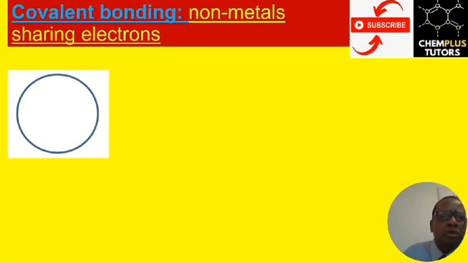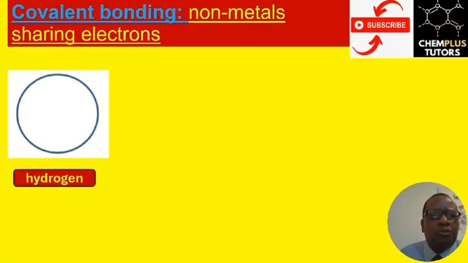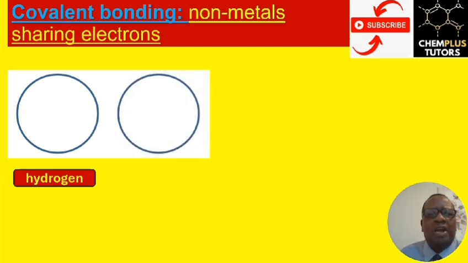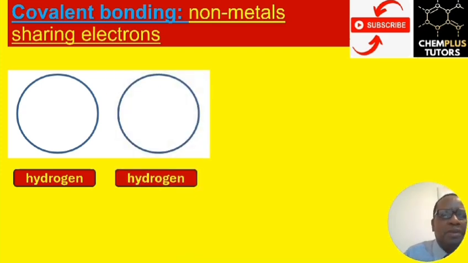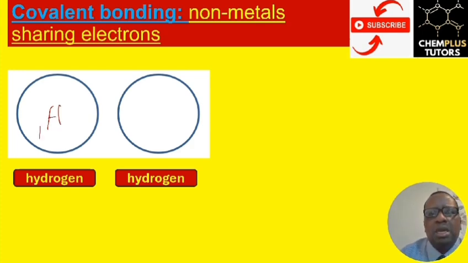Now let's have a look at these atoms here. We've got an atom of hydrogen and an atom of hydrogen. If you look at the periodic table, what is the atomic number for hydrogen? The atomic number for hydrogen is 1. So let's just take that down. Hydrogen is atomic number 1. So what does that mean? It's got 1 electron in the outer shell.